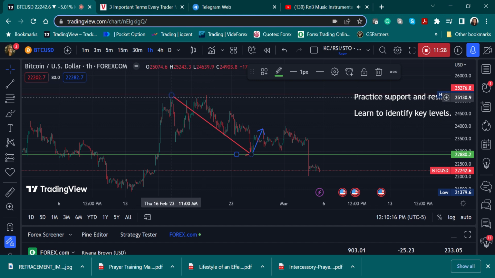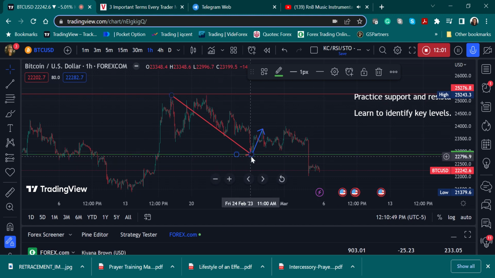So this is our resistance. Resistance is at $25,276.80. That's our resistance level. That's where the sellers are selling Bitcoin at that price. But the buyers are not interested in anything that the sellers have to offer until we get to $22,880.20. As we can see here, we have a lot of buyers at this level.